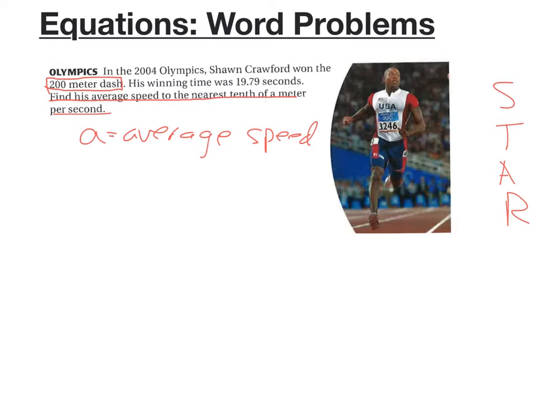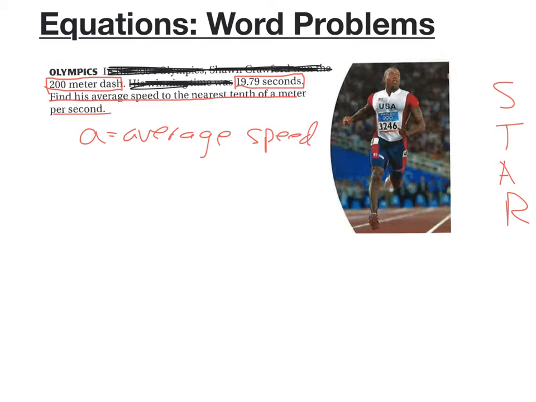And I want to know how much time it took him, because that's going to be important to find the speed too. Now, what I don't need to know is that he won. I don't need to see that part, his winning time. I don't need to know that it was 2004. And honestly, to solve this problem, it doesn't even matter what his name is. So now that I've completed my S step, I've studied the problem, I can go on to T.